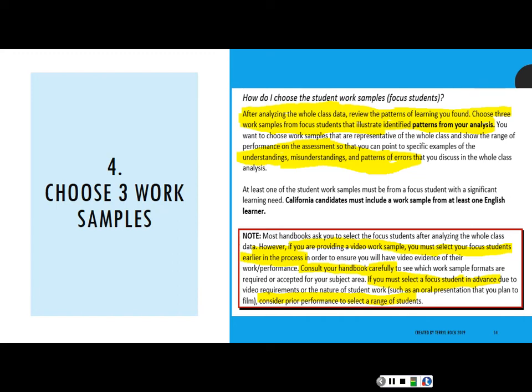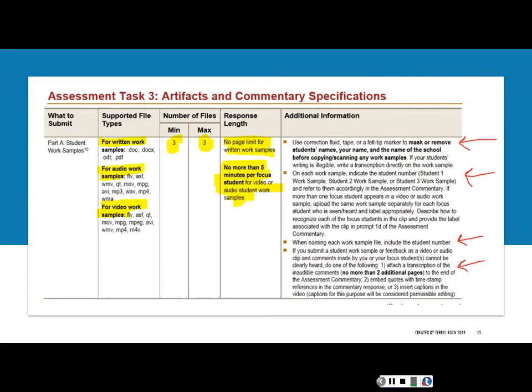You want to make sure that you consult your handbook carefully and make sure that you are following the evidence chart. Your evidence chart does tell you that you can use written work, audio work, video work, but look here. What is the minimum number of files you can have? What's the maximum number of files you have? So how many files must you have for work samples? 3. Not 4 and not 2. 4 or 2 will give you a condition code. So you must have 3, no more than 3.